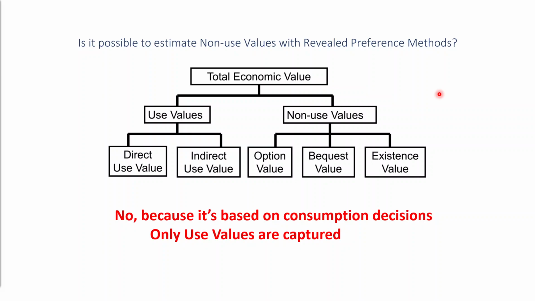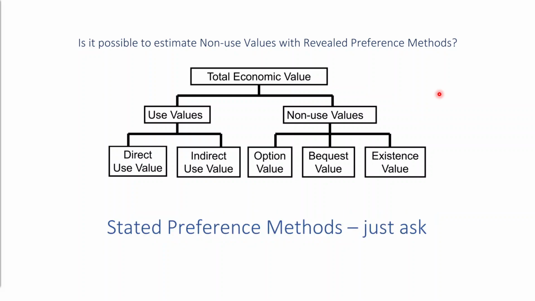If you think back, all four methods so far, none of them capture or are very good at capturing non-use values. So how do we estimate these values? We have one last method, the stated preference method. We simply just ask.